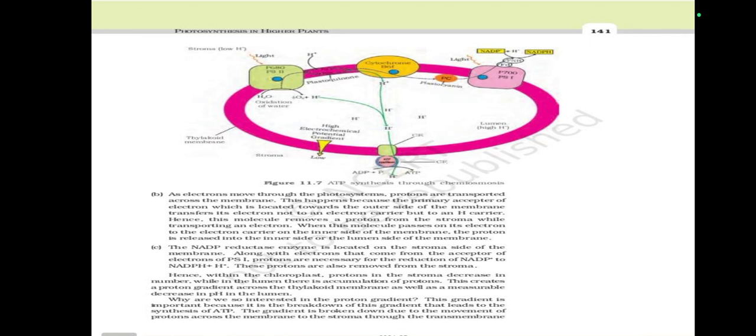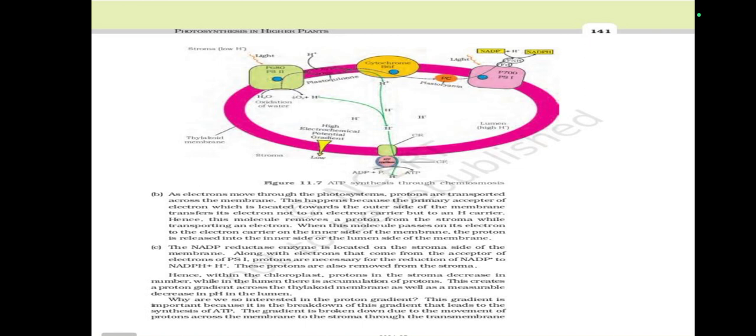The NADP reductase enzyme is located on the stroma side of the membrane, along with electrons that come from the acceptor of electrons of PS1. Protons are necessary for the production of NADPH. These protons are also removed from the stroma. Hence, within the chloroplast, protons in the stroma decrease in number, while in the lumen there is accumulation of protons, and this creates the proton gradient across the thylakoid membrane, as well as a measurable decrease in pH in the lumen.